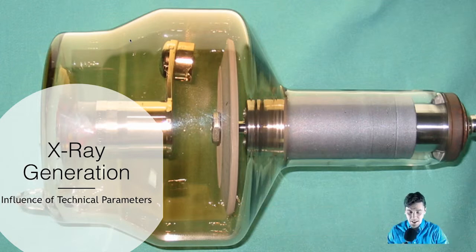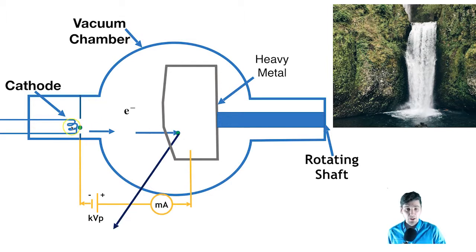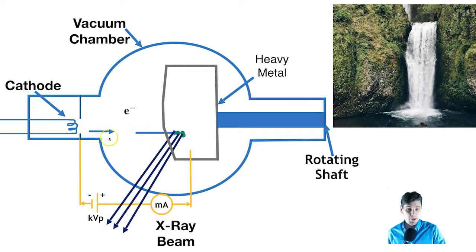Today we're going to talk about X-ray generation and specifically the technical parameters of an X-ray tube. We had another video introducing the X-ray tube at a high level, but we have a cathode where the electrons are boiled off. The electrons are pulled across this positive potential from the negative to the positive. They hit that anode, they interact with that heavy metal via Bremsstrahlung and characteristic interactions that we talked about there, and then out comes the X-ray beam.